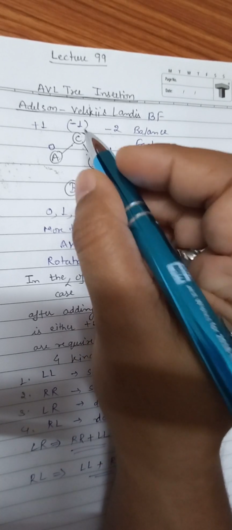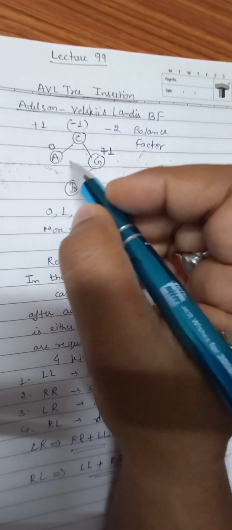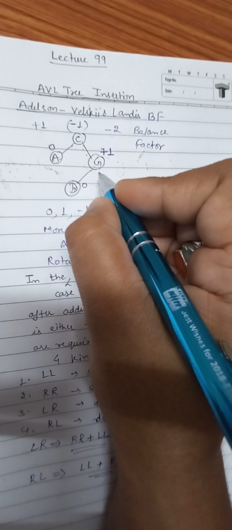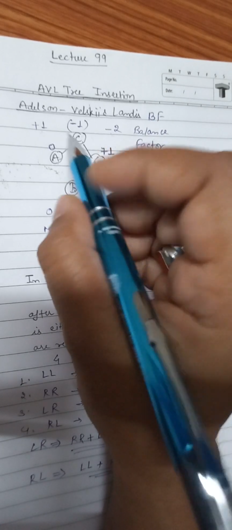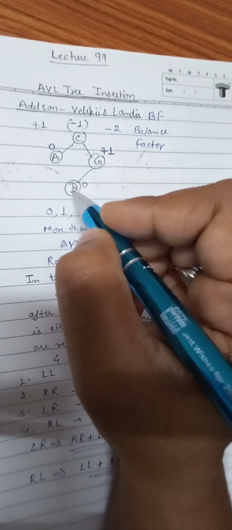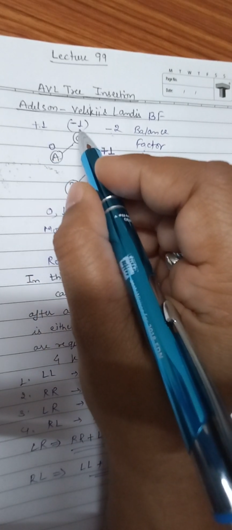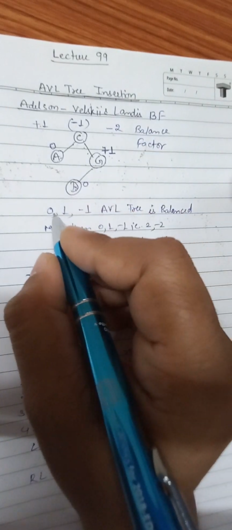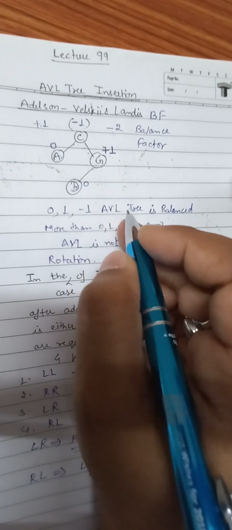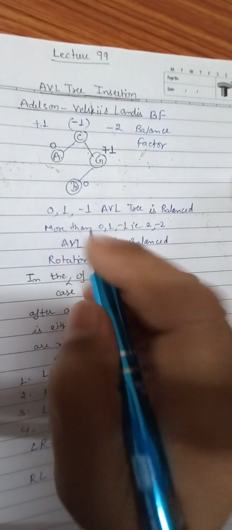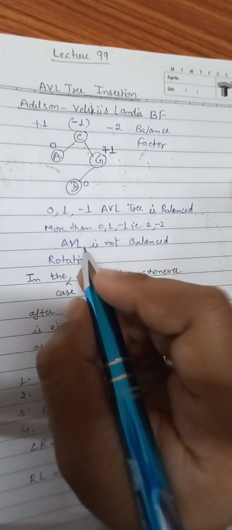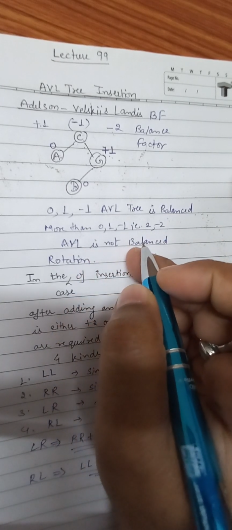Whenever we have a child on the right-hand side, it will be minus. So this has no child, so 0. This has no child, so 0. G has one child on the left-hand side, that's why +1. C has one child on the left-hand side, +1, and two children, or we can say two levels, on the right, that's why -2. So total is -1. Whenever we have 0, +1, -1, then we can say the AVL tree is balanced. But whenever we have more than that, like +2 or -2, then we can say the AVL tree is not balanced.